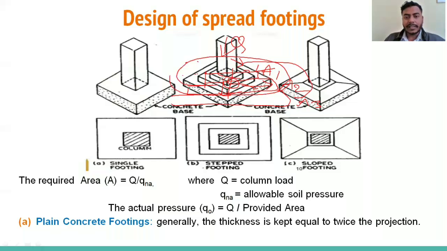Okay, so what is the benefit of this? You will see in the next slide. When punching shear comes, this will avoid the punching shear. Where the large load is coming, there is a chance of punching shear. It is called two-way shear. Okay, so that's why we go for this design.